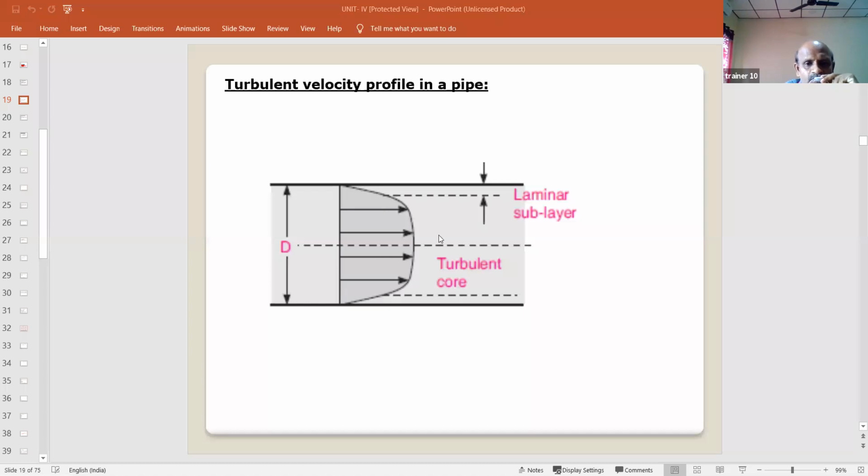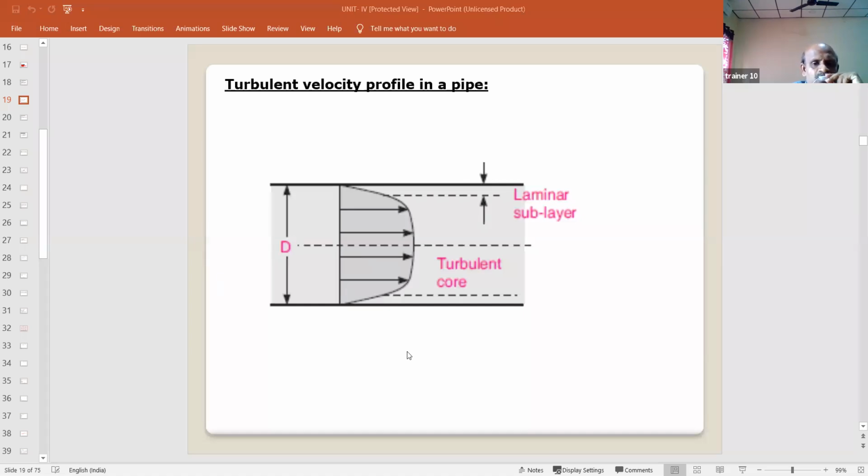Again, in the turbulent region we have the laminar sublayer also. This is the laminar sublayer. Whereas in the case of flat plates we have a laminar sublayer on one side, here we have two walls. If you assume these two walls as two flat plates, then we have two laminar sublayers. This is a laminar sublayer and this is also a laminar sublayer. So this is about the hydrodynamic boundary layer formation.